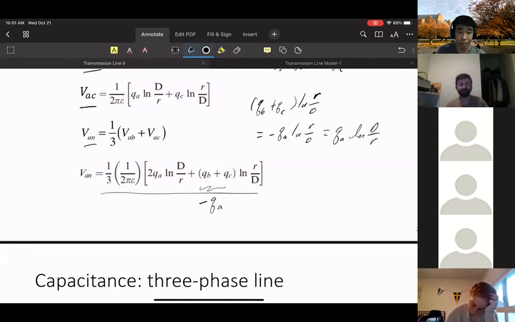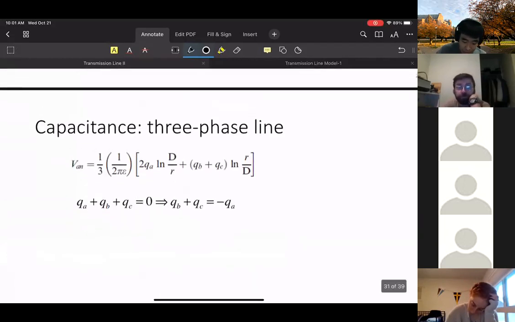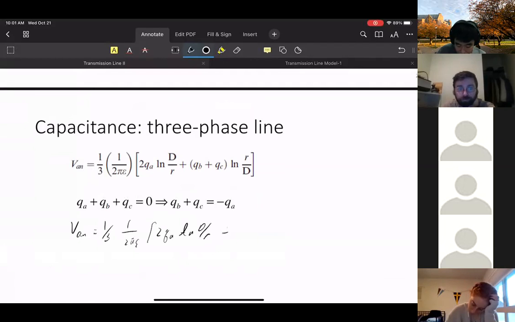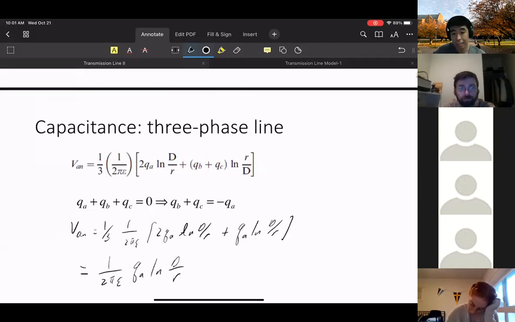So the one third goes away. After all this work, we have VAN as 1/3, 1 over 2 pi epsilon, 2 QA log D over R, plus another QA log D over R. The three cancels, so you get a very anticlimactic answer: 1 over 2 pi epsilon, QA log D over R. So this is what we got. The single phase equivalent, or line to neutral voltage, has just one term in it, log D over R. The impact of the other conductors basically averages itself out. They cancel in exactly the right way.